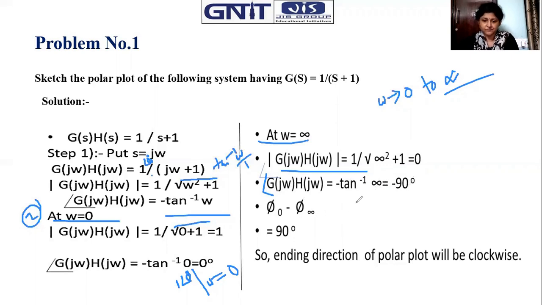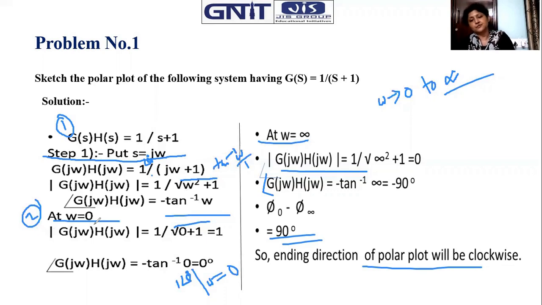So there is basically a 90 degree phase difference. That means the direction of the polar plot will be clockwise. You can say starting from 0 degree to minus 90 degree, so that's why the polar plot is moving clockwise. So what is your observation? What are the steps that need to be followed? First one is you put s equals to j omega, and you will get the magnitude expression as well as the phase expression. Now the second step is you need to put omega equals to 0, that is the initial value.